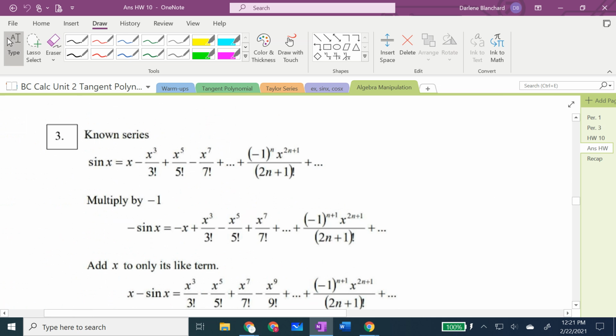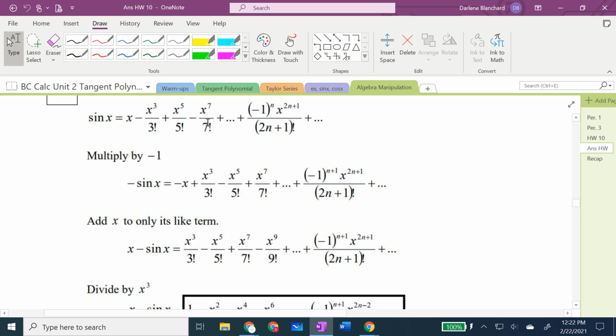Or I can just point out the answers. You start off with sine x multiplied by -1. Very important: when you add a term on, it might change some of the first few terms. But know this.